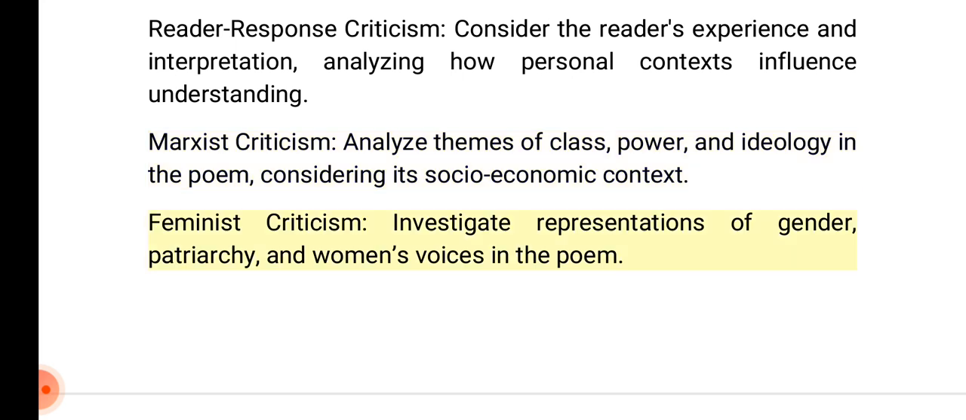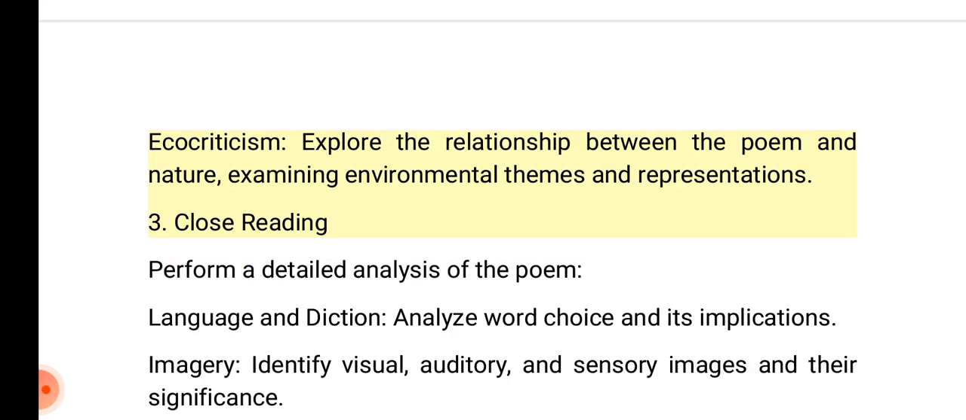Feminist criticism. Investigate representations of gender, patriarchy, and women's voices in the poem. Eco-criticism. Explore the relationship between the poem and nature, examining environmental themes and representations. 3. Close reading. Perform a detailed analysis of the poem. Language and diction. Analyze word choice and its implications.